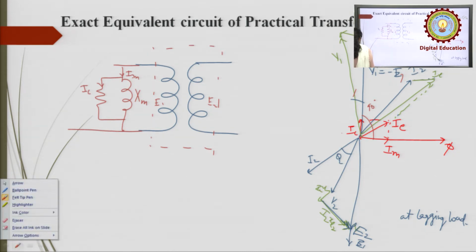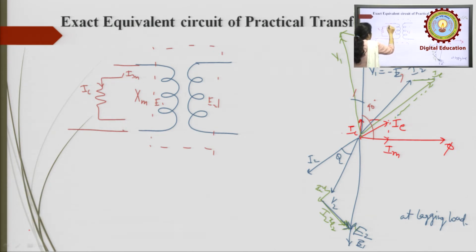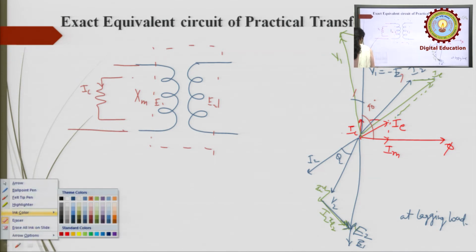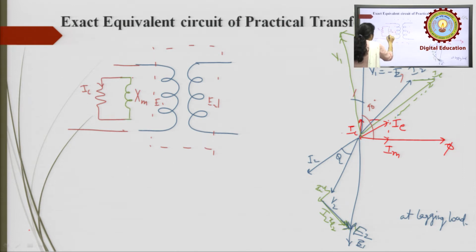So it is parallel, and this XM carries the IM current, and this branch carries the IC current, suppose the resistance is RC, okay, and the voltage across this branch is E1, or you can say V1 dash. So, the total current is I0, that is the phasor sum of IC and IM. Now, this I1 R1 drop will add to V1 dash, and this reactance drop will add to V1 dash, and you will get the supply voltage.